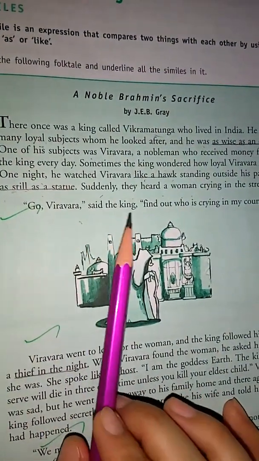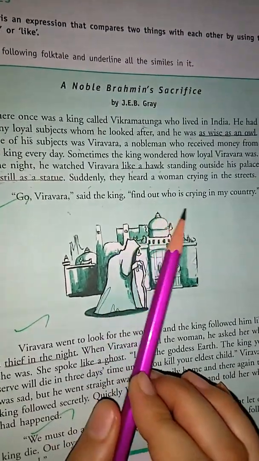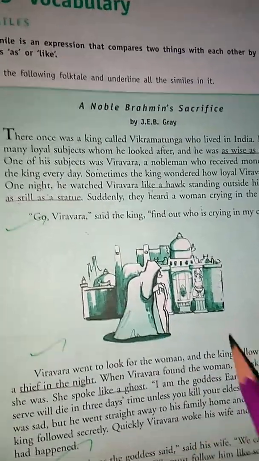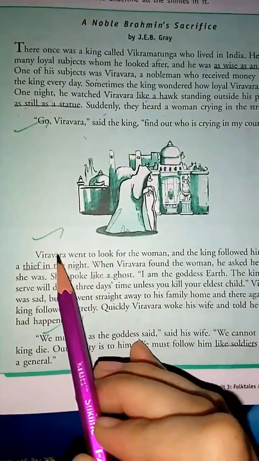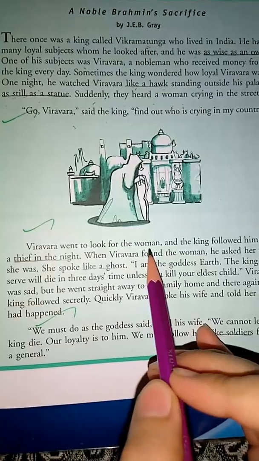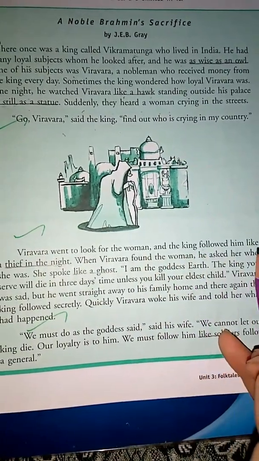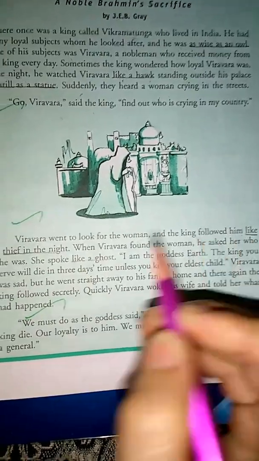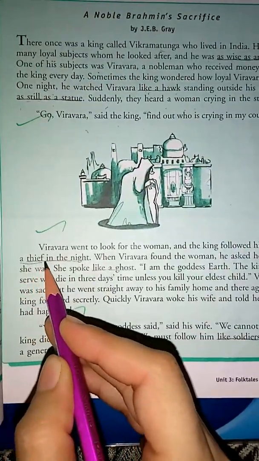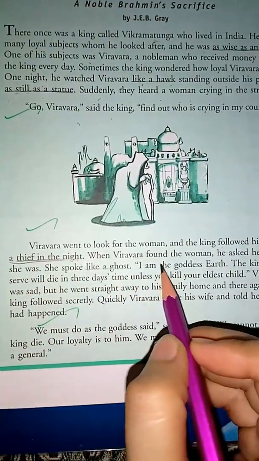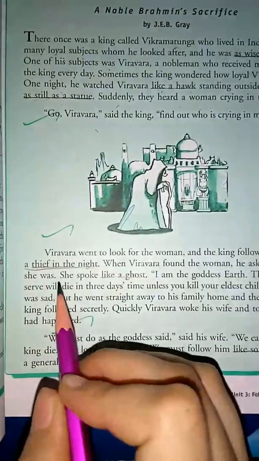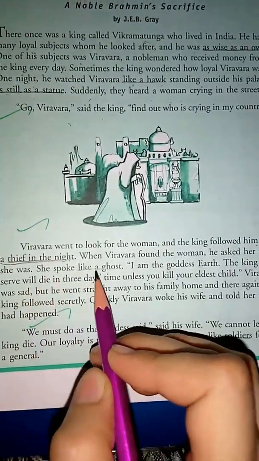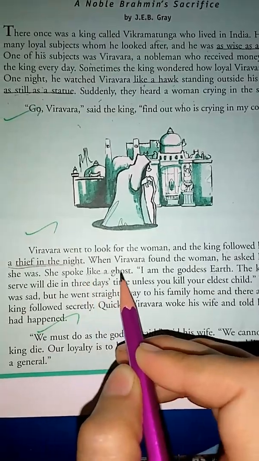Suddenly they heard a woman crying in the streets. Go, Viravara, said the king. Find out who is crying in my country. Viravara went to look for the woman, and the king followed him like a thief in the night. Underline, like a thief in the night. When Viravara found the woman, he asked her who she was. She spoke like a ghost. Underline it, like a ghost.